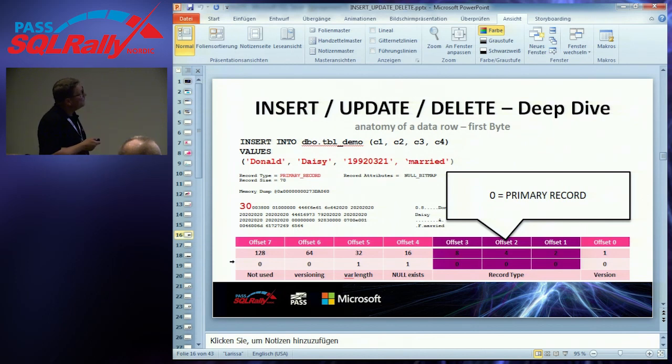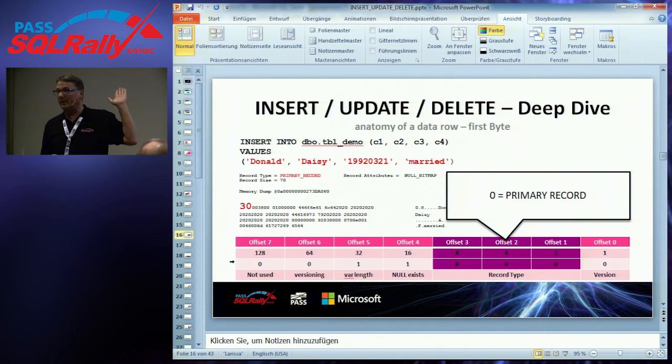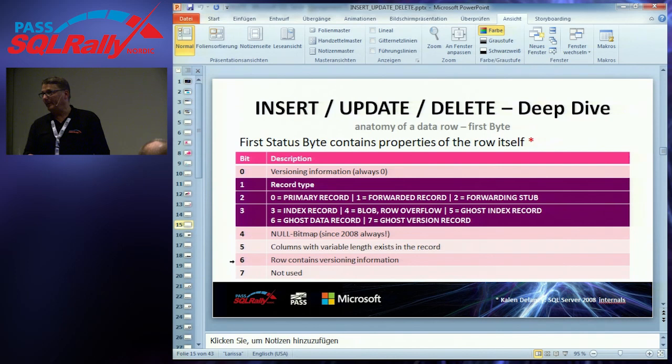So now what I do is I take this record and analyze it byte for byte. You see the 30. 30 is the hex value, 48 in decimal, and in binary this means that the offsets 5 and 4 are on. As you have seen in the slide before, only the bits 1, 2, 3 define the type of record. In our example, it's a primary record because the offset 1, 2, 3 is 0. Yeah? Cool. And 0 means primary record.